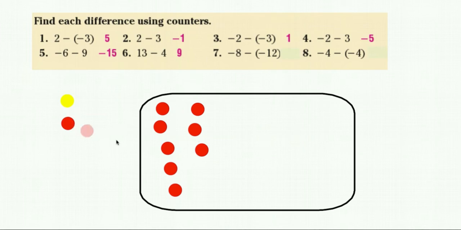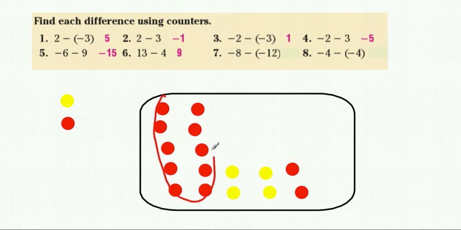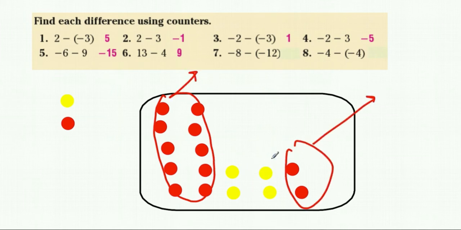So what do you do? You add 4 more by adding 4 zero pairs. So if you add 4 zero pairs, 2, 3, these are your 4 zero pairs right there, and now you can subtract negative 12. Once you subtract negative 12, which are all of these, you end up with 4 positive counters. So negative 8 minus negative 12 is 4.